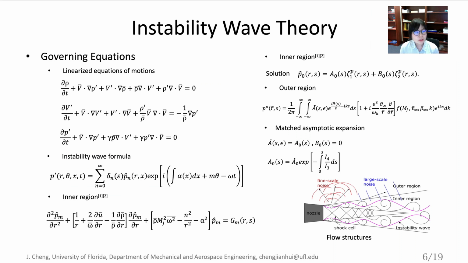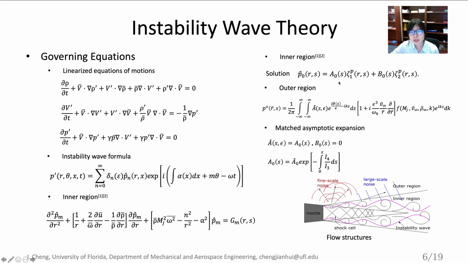The small perturbation equations that govern the instability wave are derived from the linearized inviscid equations of motion in the non-dimensional form as these three equations. The instability wave formula can be expressed in this asymptotic expansion form. We apply the method from Tam and Burton by separating the flow into inner and outer regions. In the inner region, we use the order of magnitude scale analysis method, combining the instability wave formula to simplify this governing equation into an ordinary differential equation.